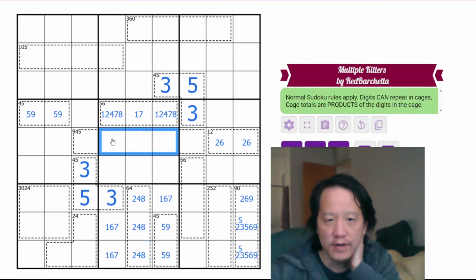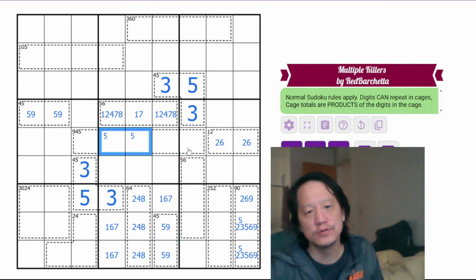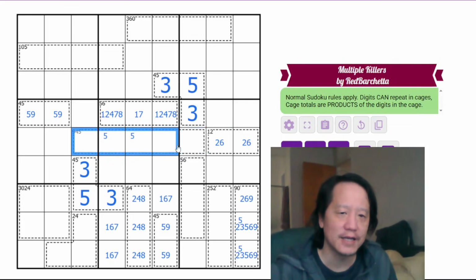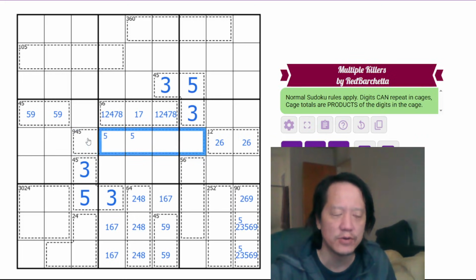945, we need a 5, so it cannot be here because of the 5, 9 pair, so 5 has to be one of these two. 945, so that means it cannot have any even digits because it's an odd number. And if you had an even digit as a factor, it would multiply to an even number.